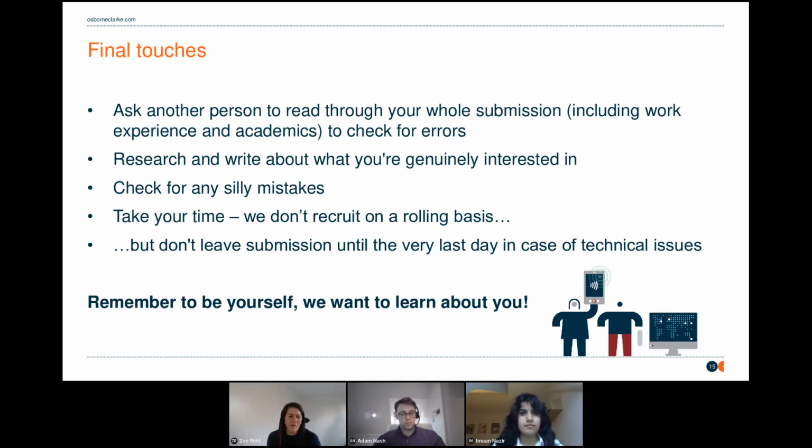And most importantly, remember to be yourself throughout all of these processes. We really want to learn about you as an individual. So it's really important that if a friend or a family member picked up your application form and read through it, they would say that that was a fair reflection of you. So remember to be yourself. That's so important in these processes. We're looking to get to know you a little bit better.